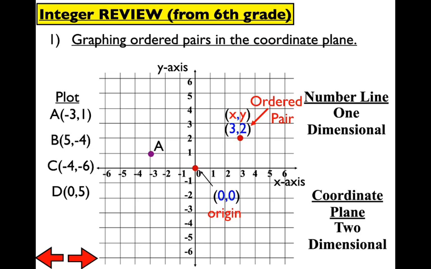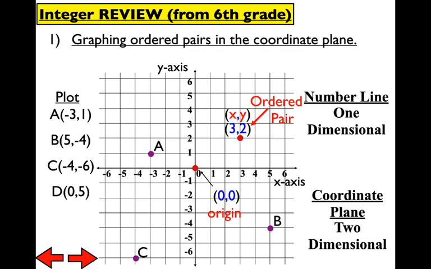So ordered pair B is 5, -4. So starting at the origin, we go 5 to the right and 4 down. So that's where ordered pair B is at. C is -4, -6. So we go 4 to the left and then 6 in the downward direction. And D is 0, 5.